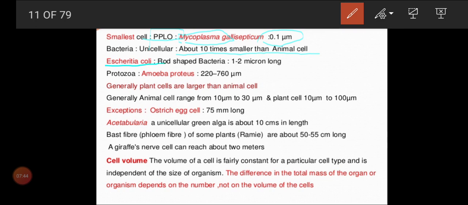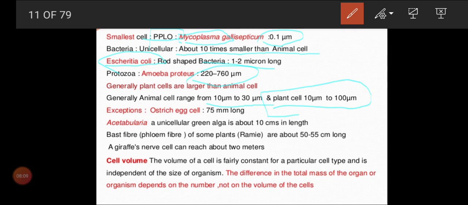And Escherichia coli, it is also bacteria. It is 1 to 2 micron long. And protozoa like amoeba, it is 220 to 760 micrometer. And generally we know plant cells are larger than animal cells. And what is the range of animal cell? Like 10 micrometer to 30 micrometer, and plant cell is 10 micrometer to 100 micrometer.